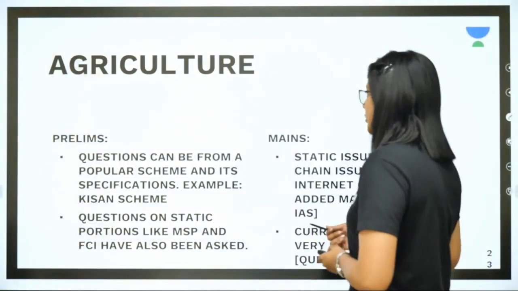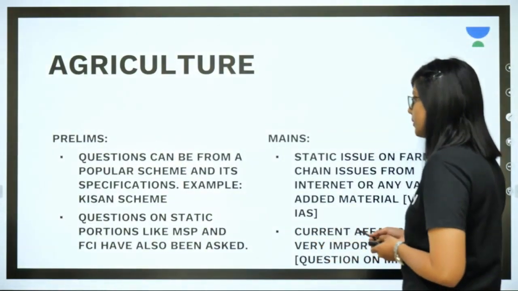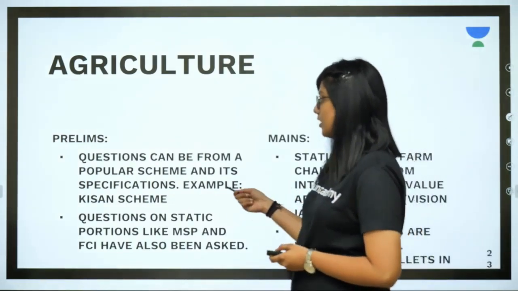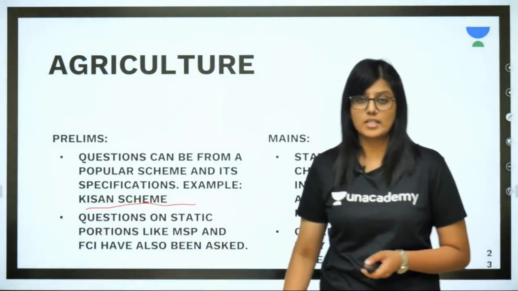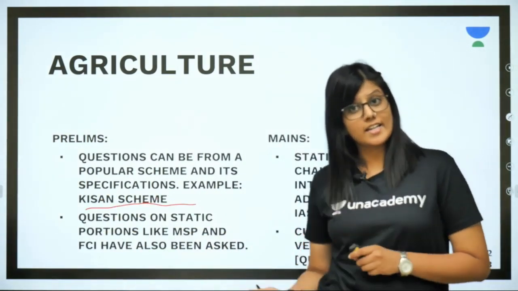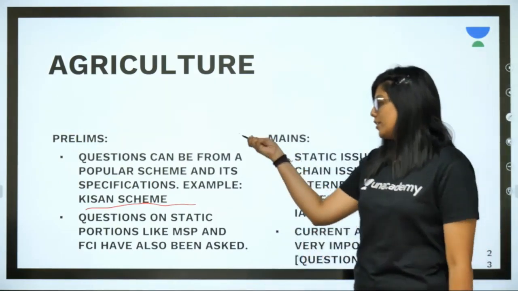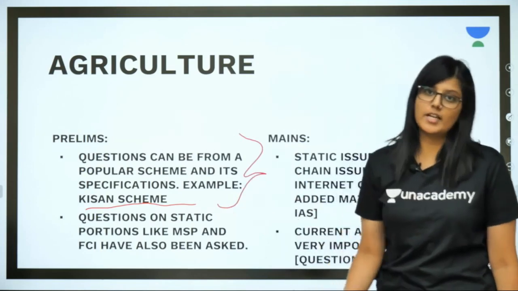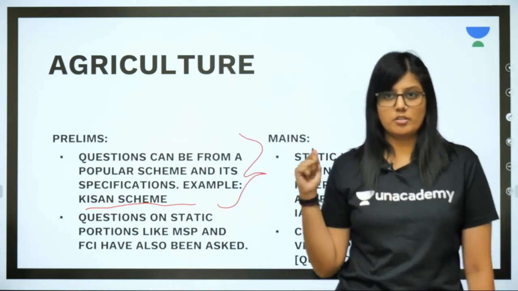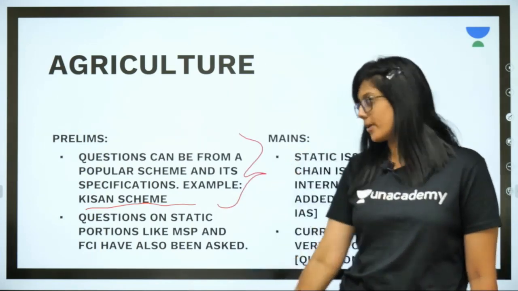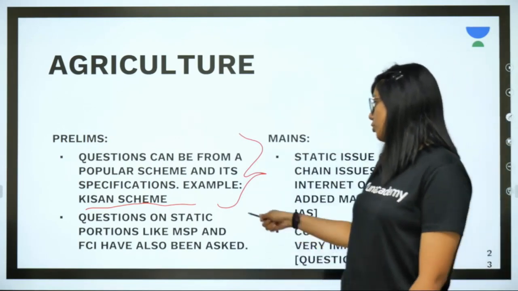For agriculture, questions can be from a popular scheme and its specifications in prelims. Like Kisan scheme hai, how much money, who all are being covered, landed laborers hai ya tenants bhi hai, sharecroppers bhi hai. All these issues, जिस हिसाब से पिछले 3 साल का prelims आया है, guys, very important. Do not ignore this as just a means topic. Questions on static portions also are being asked.